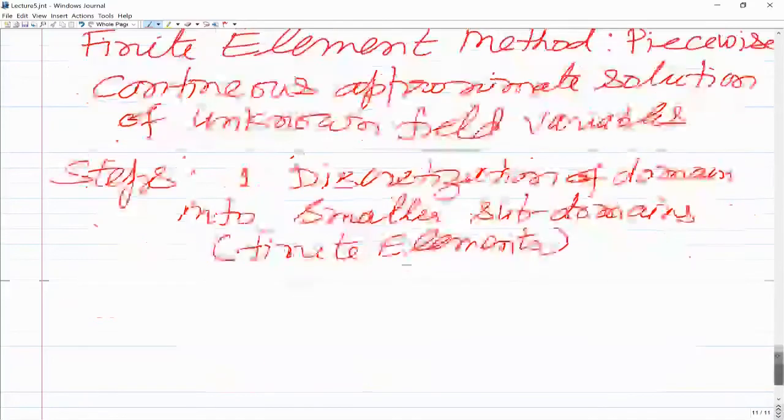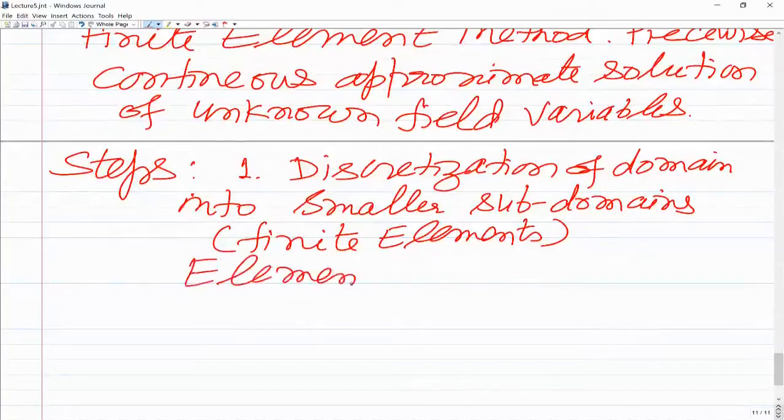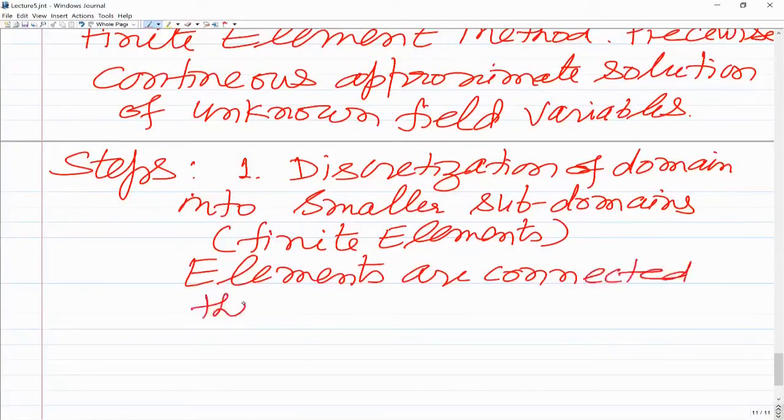And obviously, when we are dividing the whole domain into subdomains, the subdomains are going to be connected. Those connection points are known as nodes. So the elements, that is subdomains, are connected through nodes. Those points through which they are connected are referred to as nodes. So we have the concept of finite element, and we have the concept of node.